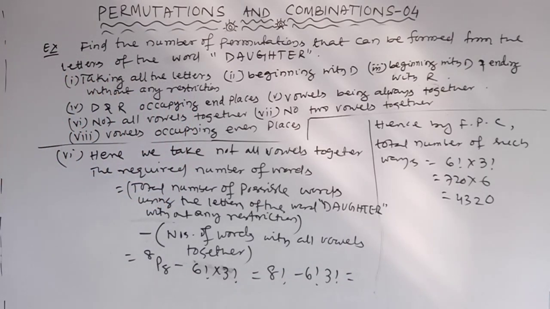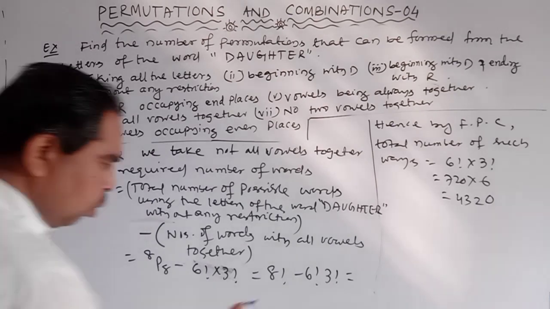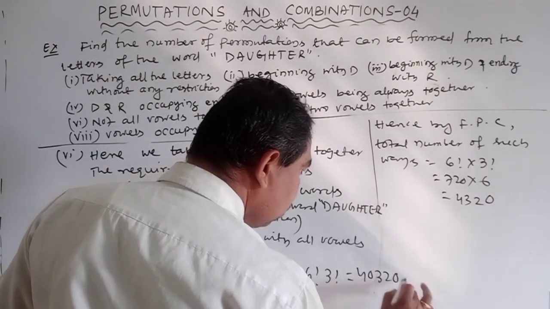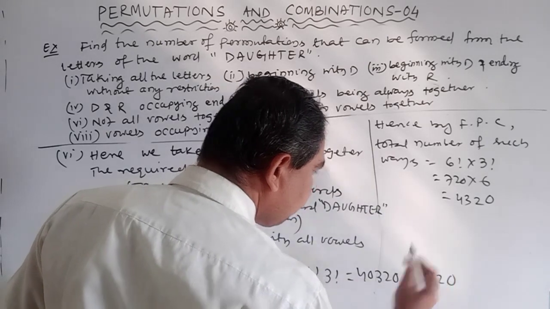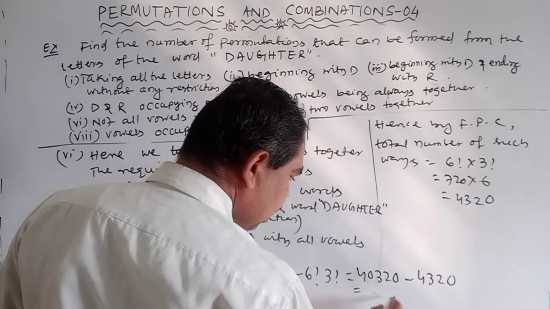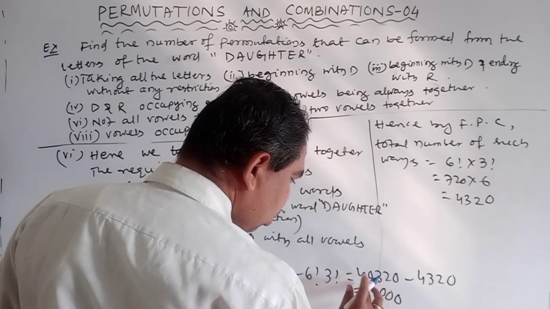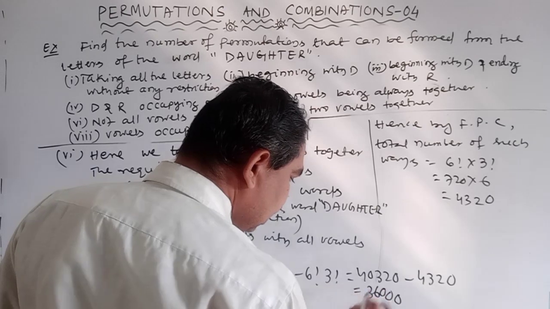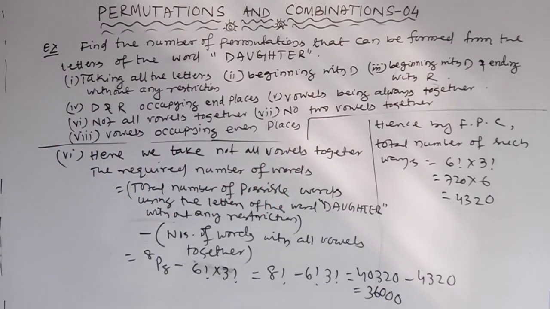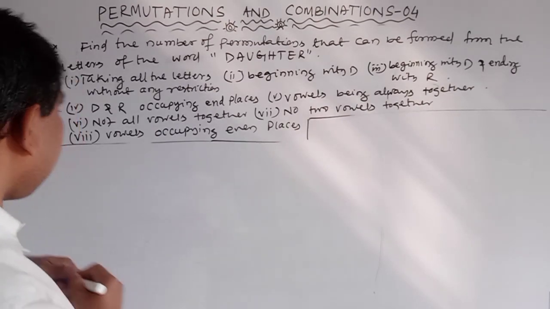8 factorial means 40320, minus 4320. Subtracting, we get 36000. This is the answer. This is question number 6. Okay, next question number 7.